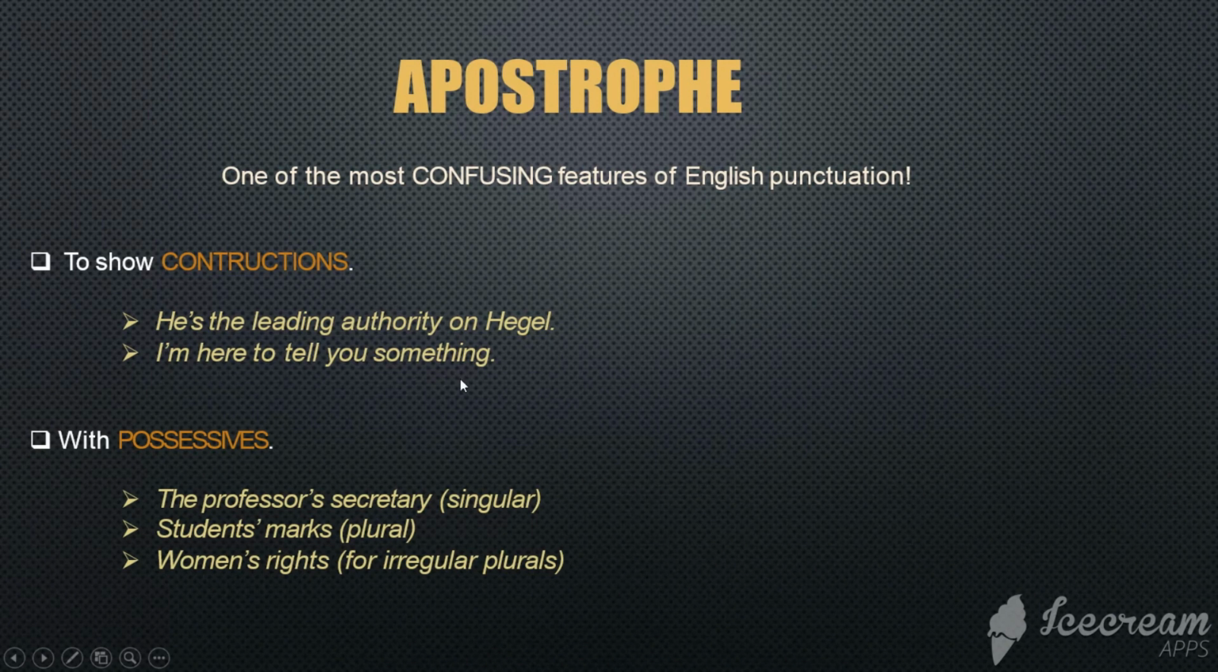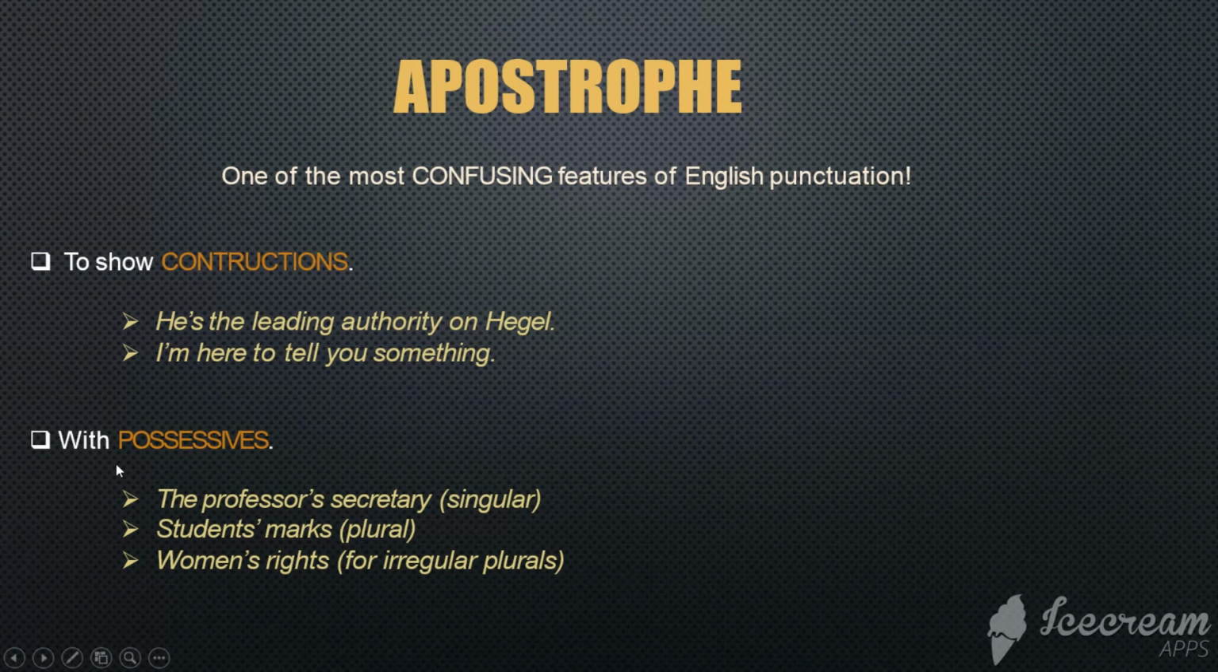I'm here to tell you something. I'm here is the contraction of I am. So this is why, in order to show that the letter is contracted, we have used the apostrophe.